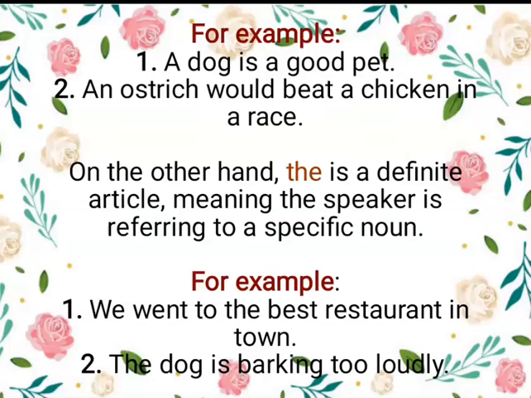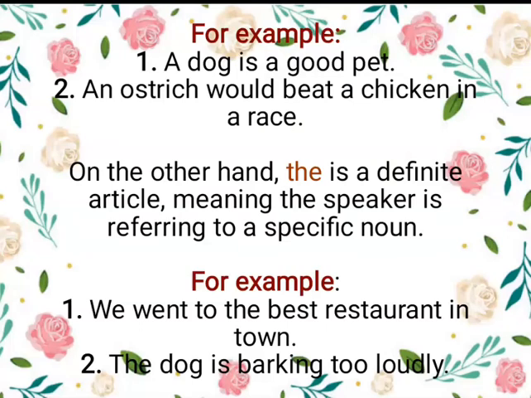Number two, an ostrich would beat a chicken in a race. I need you to know something about these two articles, a and an. You use a for a word that has a consonant sound, like the word here, a dog. Dog has a consonant sound D. And you use an for any word that has a vowel sound, just as you have in an ostrich. Ostrich begins with a vowel sound O.